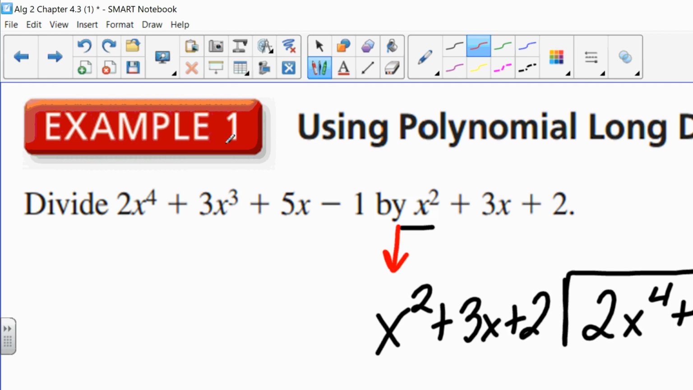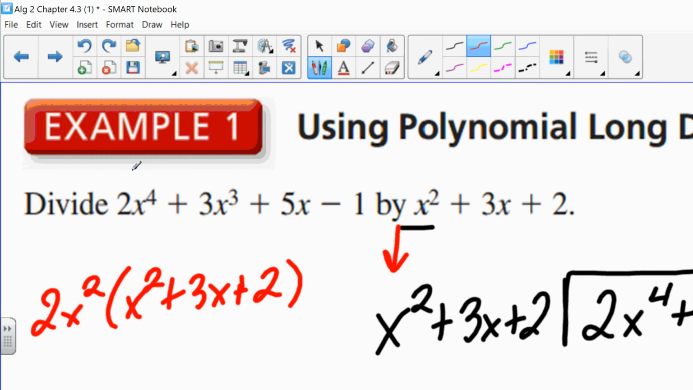Now it's going to go back to what we were doing. So what times x squared gives me 2x to the 4th? 2. 2x squared. Same thing. So we'll do 2x squared times this here. So we'll do 2x squared times x squared plus 3x plus 2. 2x squared times x squared is 2x to the 4th, which is what we wanted. 2x squared times 3x is going to be plus 6x cubed, and 2x squared times 2 is plus 4x squared.